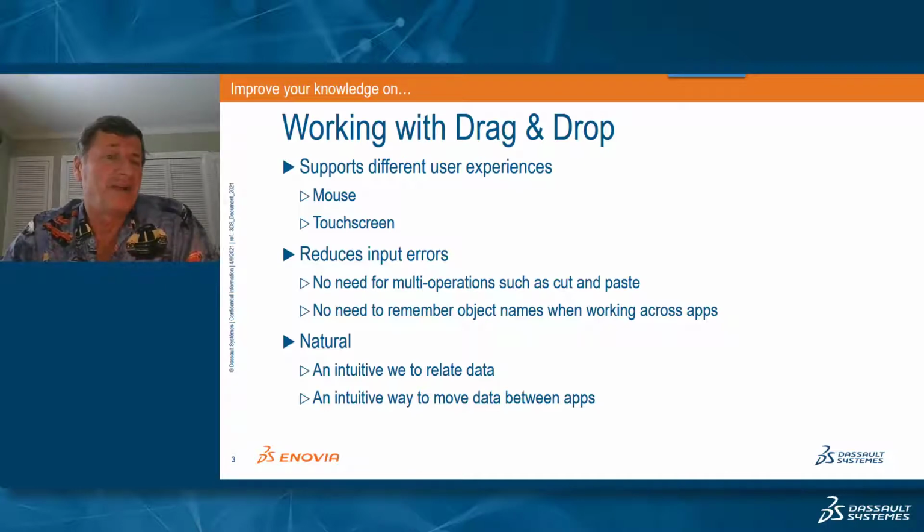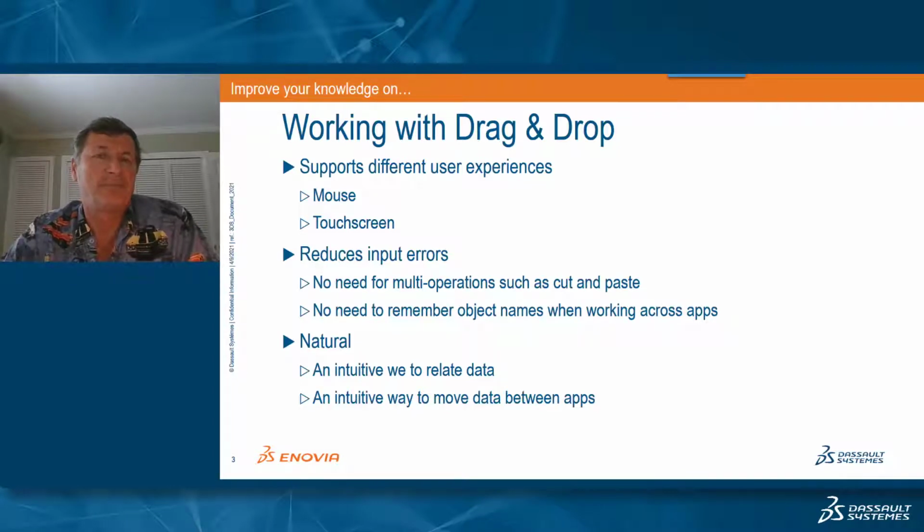It reduces input errors because you no longer have to cut and paste and do multiple operations to get information from one place to another. You don't have to remember the names of things. There's less chance of input error. You simply move the information from one place into an application in another place. And it's natural. I'm really building on these other two. It just seems intuitive. You want this information to be in this application, you drag it into the application. It's just an intuitive approach.